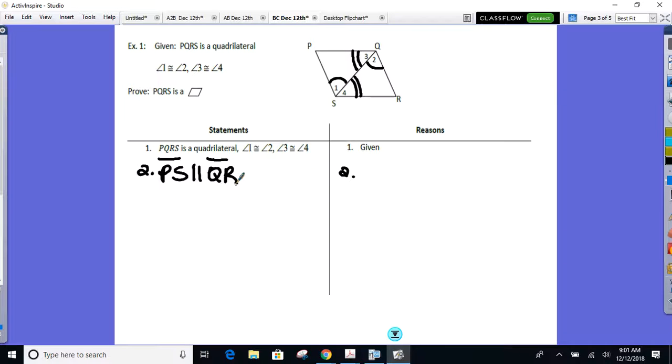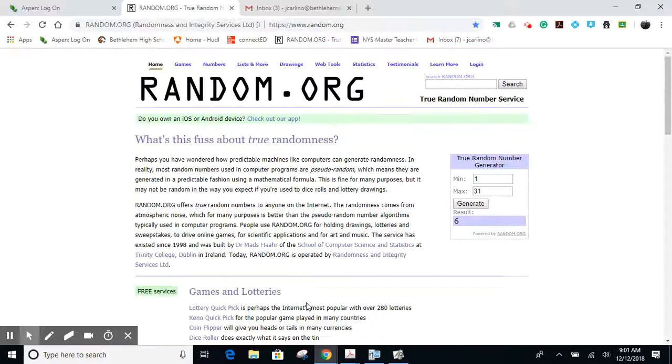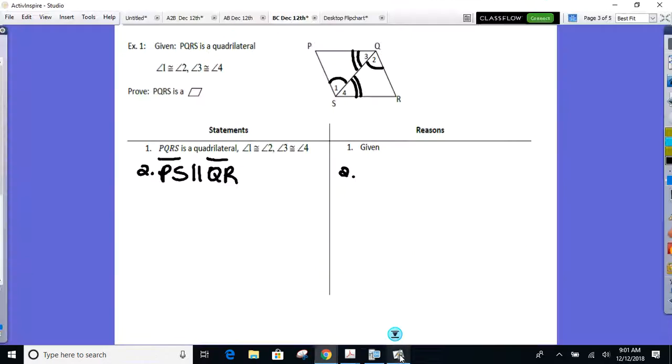I always worry about you guys not finding the correct lines. What's a good reason why? What would be a good reason to say they're parallel? Alternate interior angles congruent. Make sure you got the word congruent there. Imply parallel lines. And I'm also going to put something else in step 2.